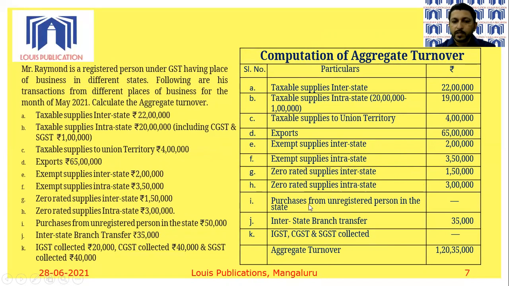Purchases from unregistered person in the state is not to be included in aggregate turnover. Interstate branch transfer, definitely, since we are moving from one state to another, the GSTIN number changes. So definitely it has to be included. Then IGST collected, CGST and SGST are not to be included. So when you total this, you get 1 crore 20 lakh 35,000 as the amount of aggregate turnover. I hope this simple problem on understanding the concept of aggregate turnover is very clear.